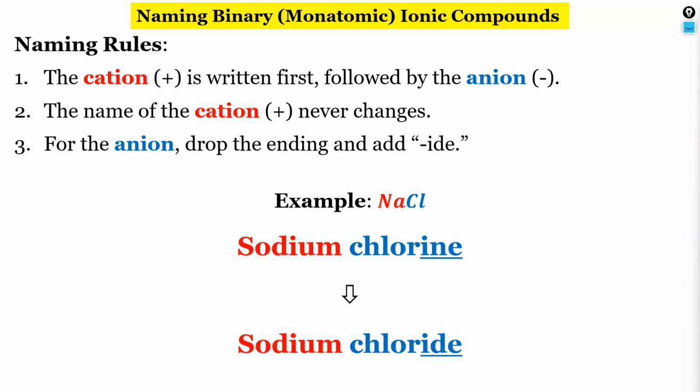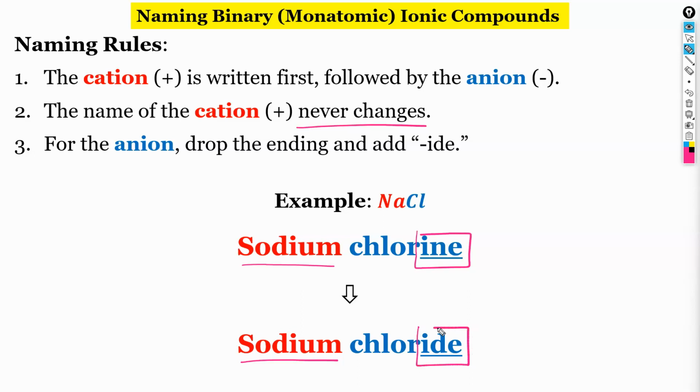So for example, sodium chloride. We have Na, sodium. So remember, step 2, the cation never changes. So if you look, we start with sodium, we end with sodium. For the anion, the original ending is chlorine. So we take that ending, we drop it, and we change it to IDE. So instead of sodium chlorine, it's sodium chloride. And that's how you do naming.